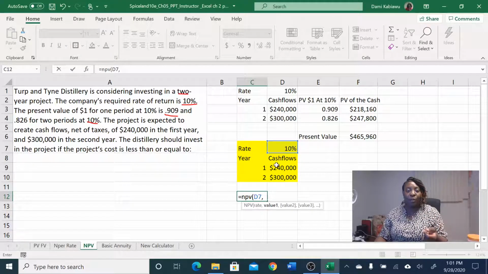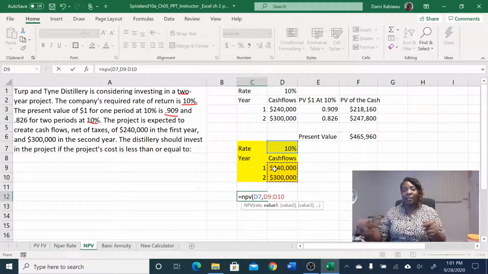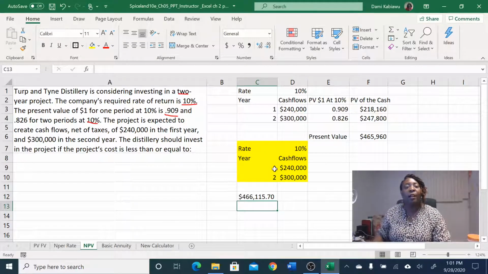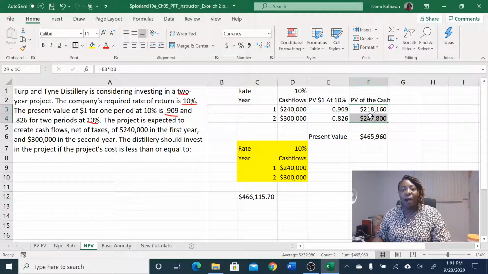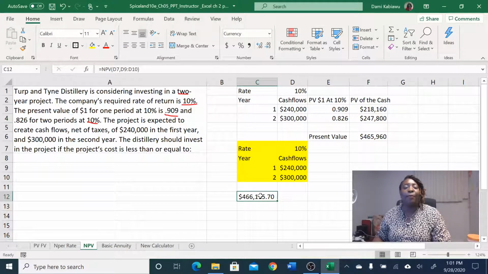So our cash flows are down here. I'm just going to select both. We could have inputted the cash flow as a comma delimited list. Not going to do that. Close the parenthesis, press enter, and you get almost the same amount. These values are rounded up. That's why you have a difference in the cash flow.